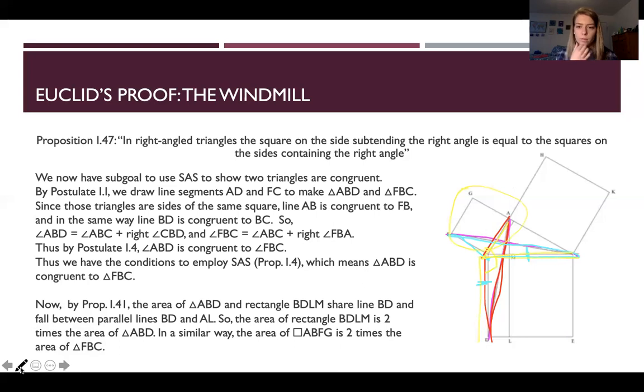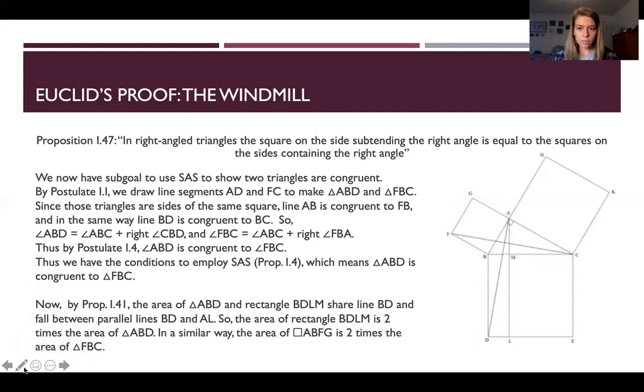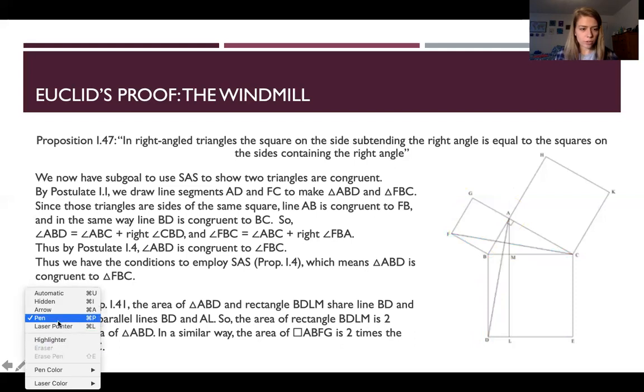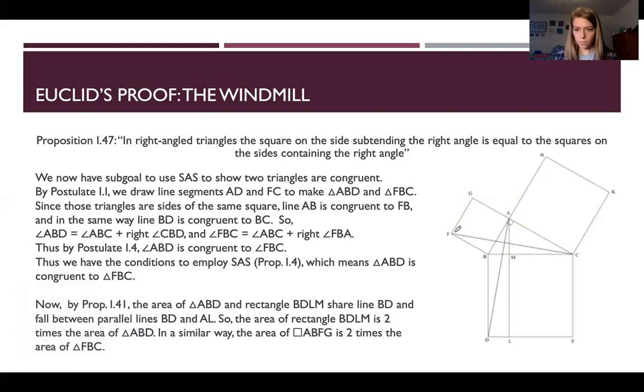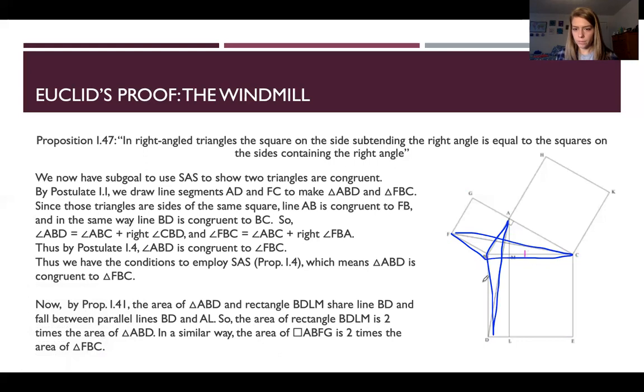So I'm going to erase the pen here and show you that. So looking at our triangles here, we have triangle FBC, ABD. We have that now these two sides are congruent, and we now have that these two angles are congruent. Okay.